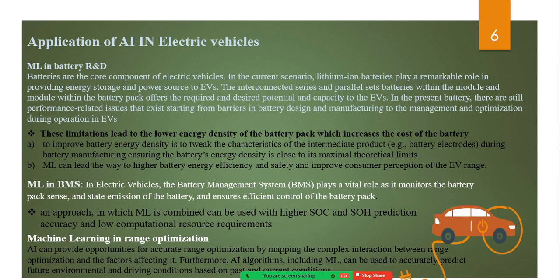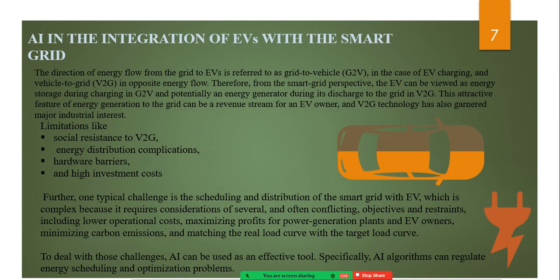In that approach, machine learning in combination with higher SOC and SOH predictions gives us accuracy and low computational resource requirements. Similarly, machine learning in range optimization, where artificial intelligence algorithms, including machine learning, can be used to accurately predict the future environment and driving conditions, based upon the previous and the future conditions.